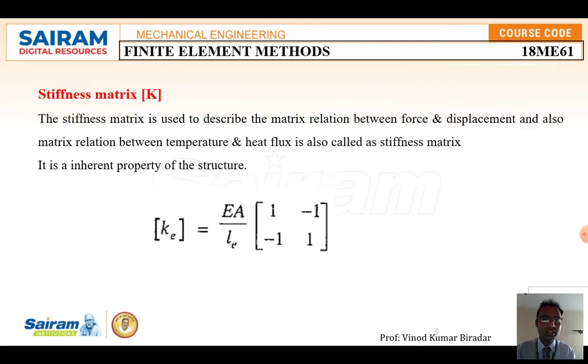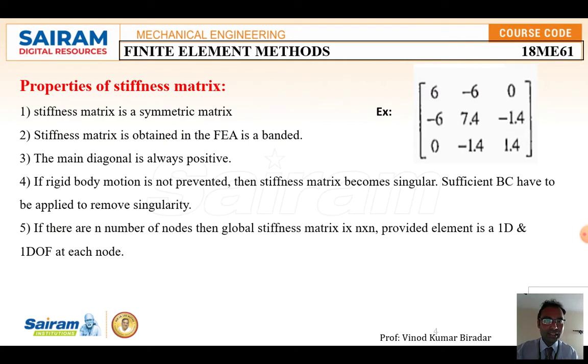Okay, so that condition should satisfy. That is the first property of the stiffness matrix. Coming to this, the stiffness matrix obtained in FEA is a banded matrix, and the main diagonals are always positive. Look at here, the main diagonals are always positive.